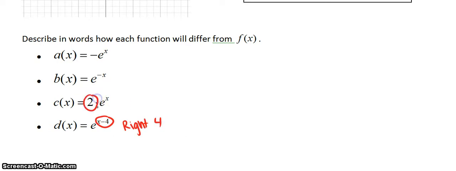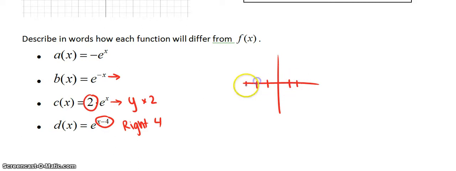A multiplying factor on the whole function is going to scale the y coordinate by 2. If you scale the y coordinates by 2, it's going to get taller essentially. Now e to the negative x, you're making all of your x coordinates negative. So if your x coordinate was over here, it's now going to be over here. This is going to reflect across the y-axis. Whereas if you make the whole function negative, you're really making your y coordinates negative. If it was up here, it's now going to be down here, and if it was down here, it's now going to be up here.